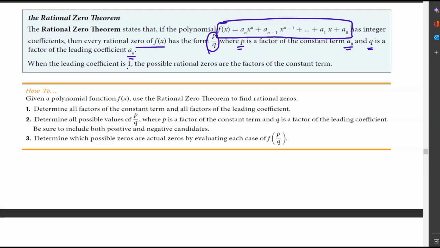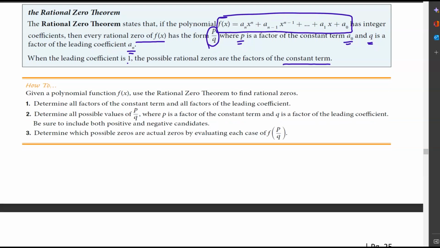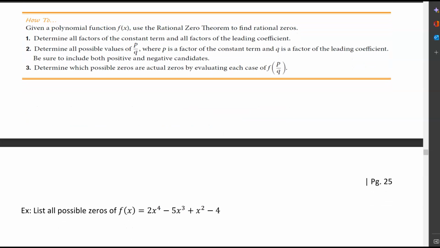When the leading coefficient is 1, the possible rational zeros are the factors of the constant term. So I know this is really hard for us to digest, so let's take a look at how this goes into play. So how to? Given a polynomial function f of x, we use the rational zero theorem to find the rational zeros.